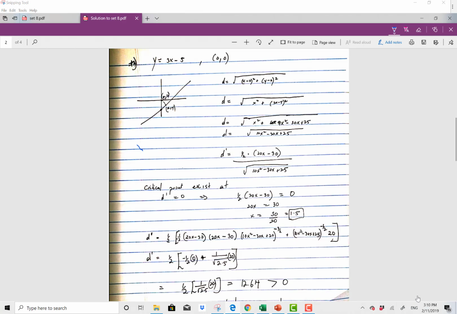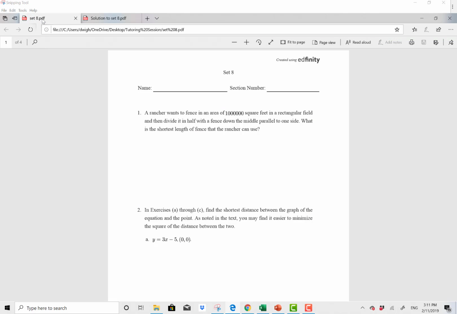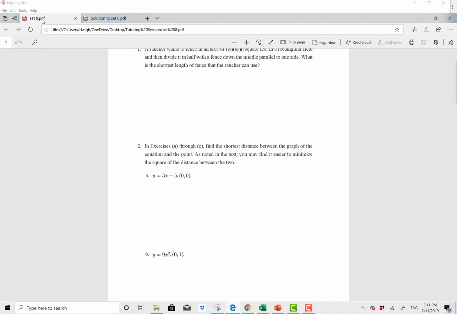Okay, now let's look at number 2. So for number 2, if we go back to the problem, it's asking us, in exercises A through C, find the shortest distance between the graph of the equation and the point. As noted in the text, you may find it easier to minimize the square of the distance between the two, which is what we're going to do. We're going to try to minimize it using the square distance.